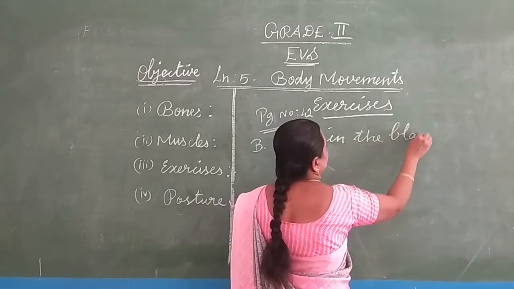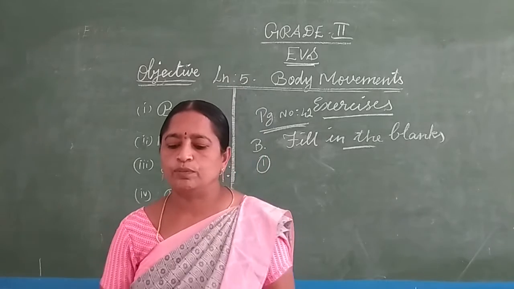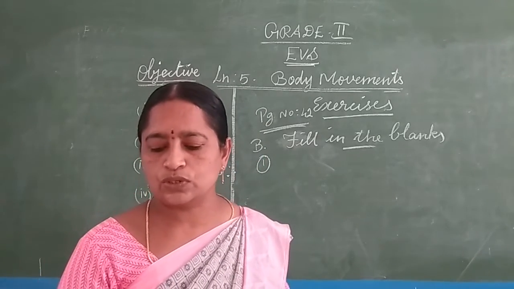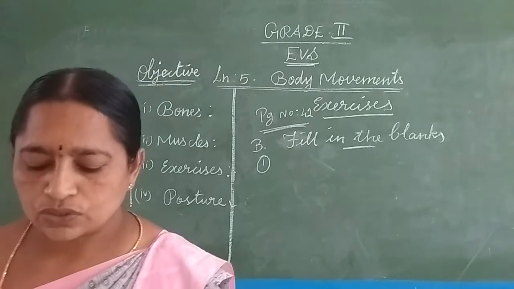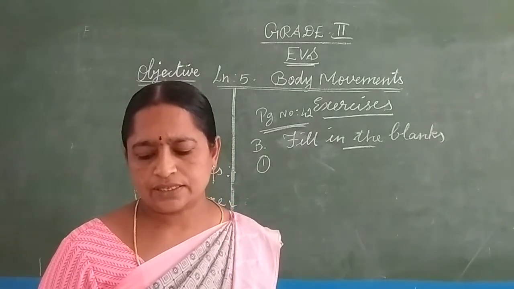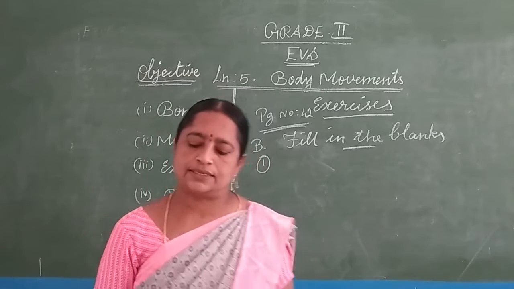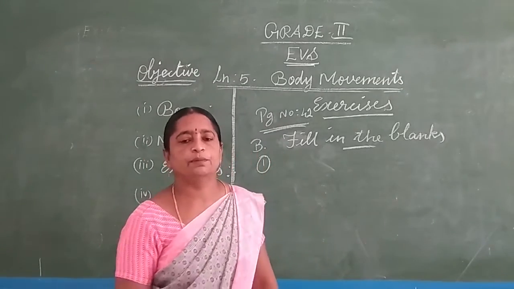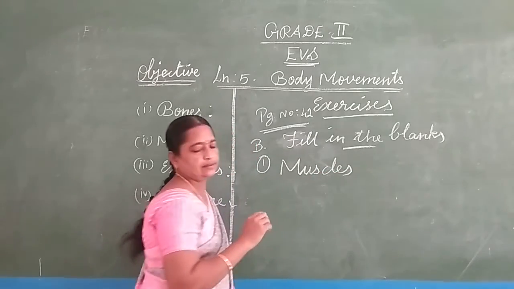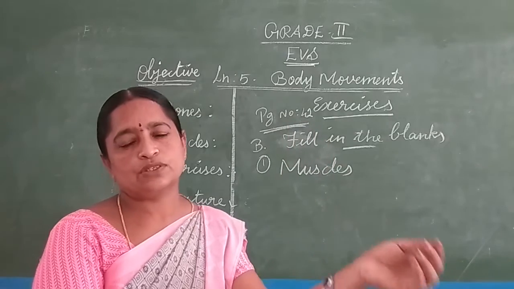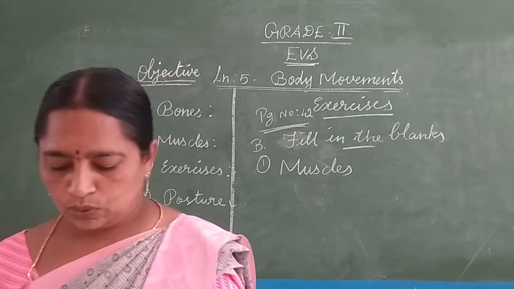Fill in the blanks. See the first one: "Dash helps us to move our bones." Which one will help us to move our bones? Joint only we can move, no? So which helps us? Muscles help them to move. Bones move with the help of the muscles. So muscles help us to move our bones.